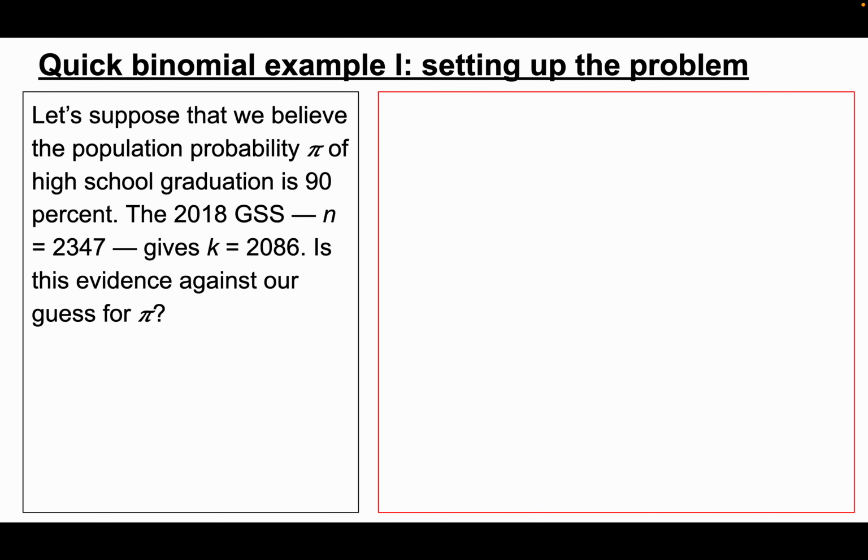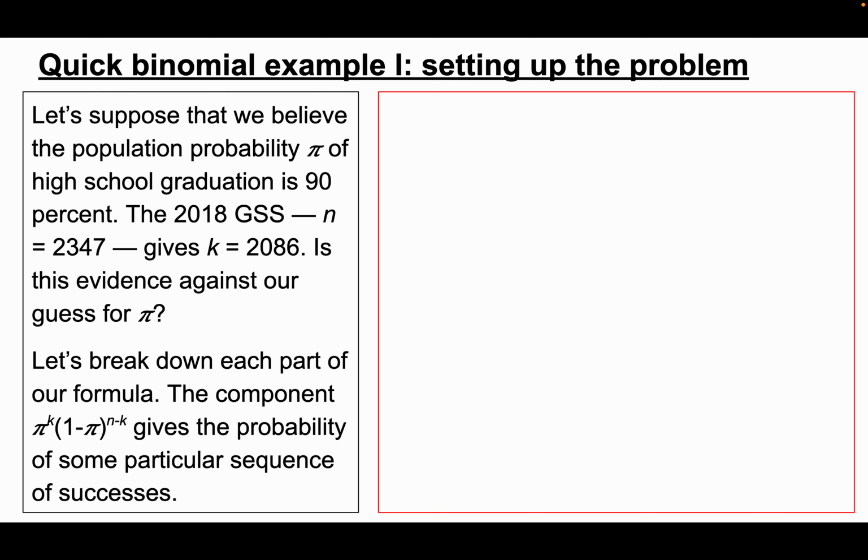So let's look at an example. Let's suppose that we believe the population probability pi of high school graduation is 90%. The 2018 GSS has an n equal to 2347, and that gives k equal to 2086. So is that evidence against our guess for pi? Let's break down each component of our formula. I think it might be instructive.